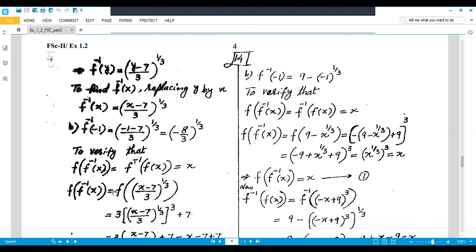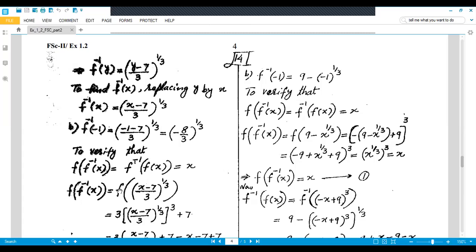Now you have to verify this. This is given in the question, that the third step is to verify that f into f inverse x and f inverse into f of x are equal to x. This answer should come from the left hand side and from the right hand side. When we take the left hand side first, it means f into f inverse. You write the f inverse function here.